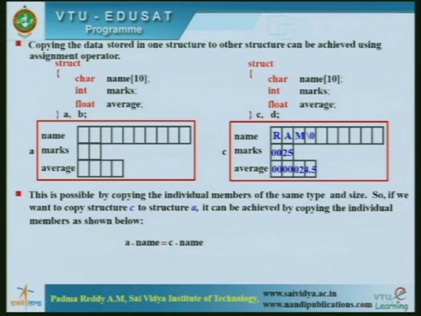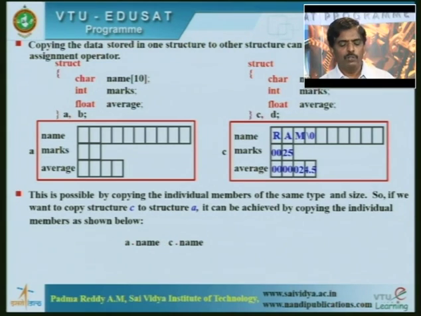It is not possible because name is a string. So what we can do? Instead of writing equal to here, you replace it with a comma and we use which function? String copy function. Now we have string copy which copies the name from C to A. Now what will happen here? RAM will be copied into this field now.